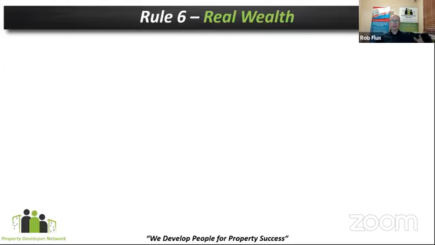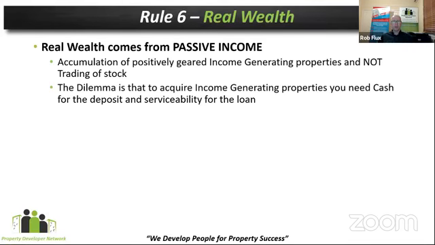Rule number 6, real wealth. What is real wealth? This is where we actually define what our financial freedom is. Real wealth actually comes from passive income. As sexy as it is to be a property developer, we effectively have a job. We have to go out and through our sweat equity, we're actually manufacturing our profits, but we actually do have a job. So the ultimate outcome is for us to accumulate enough positively geared income properties that we no longer have to work, okay? So we are not trading stock all the time, but instead we're keeping those passive income.